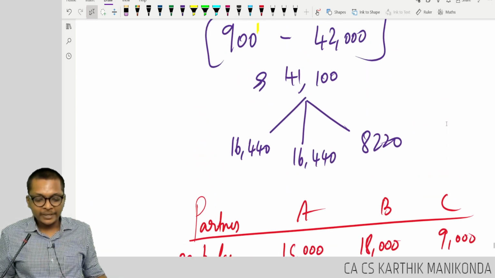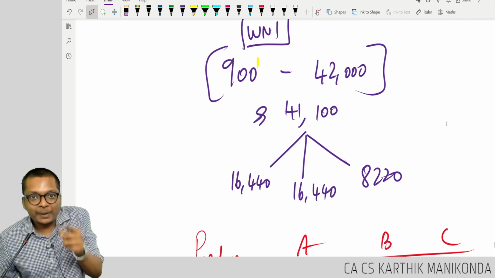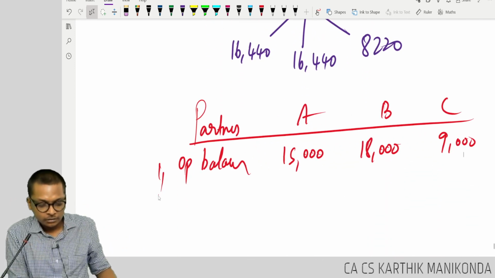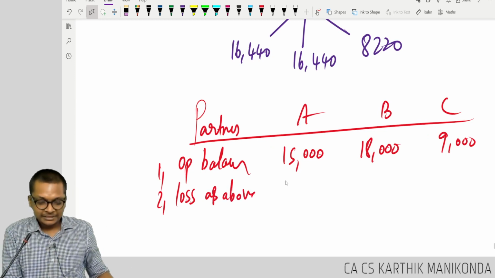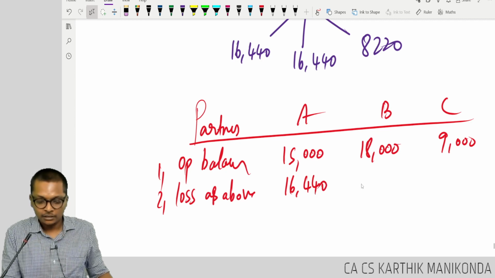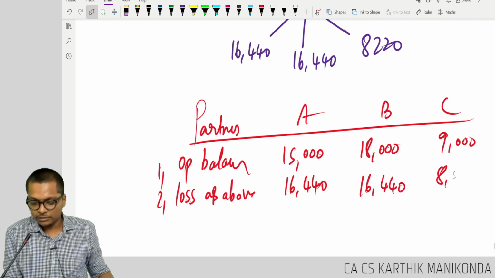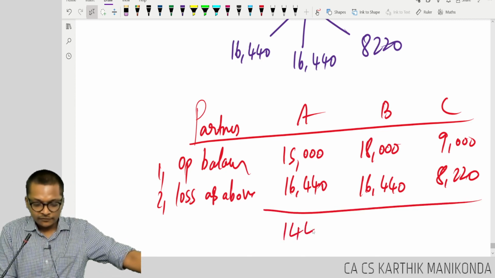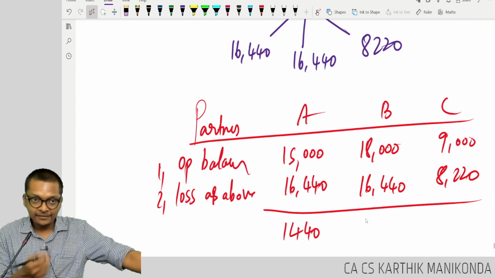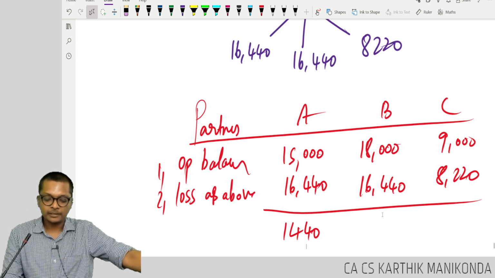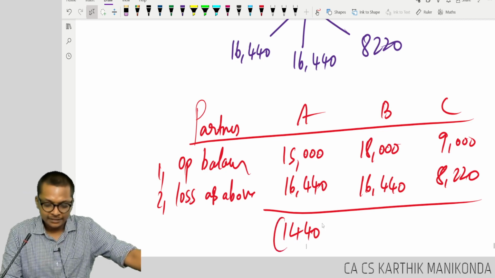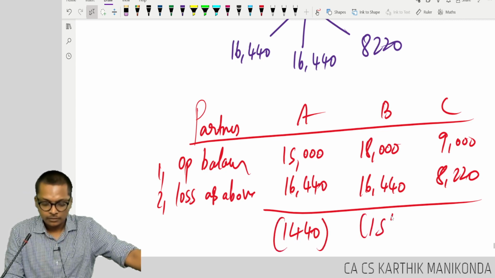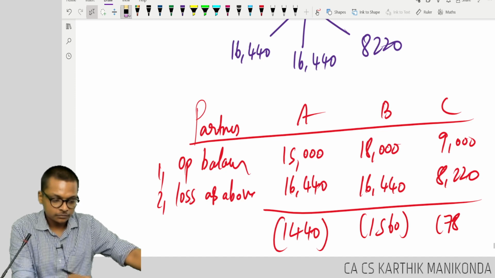But according to my above working note, the loss each partner should share is how much? Loss as above. This is now loss. 16,440, 16,440, 8,220. Tell me the differences, guys. 1,440. I will tell the sign in some time. Next is 1,000... this is negative. 780.